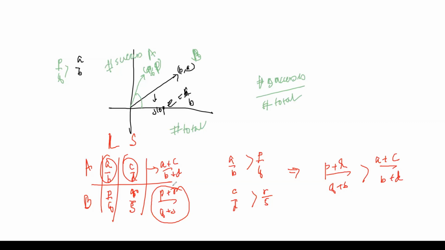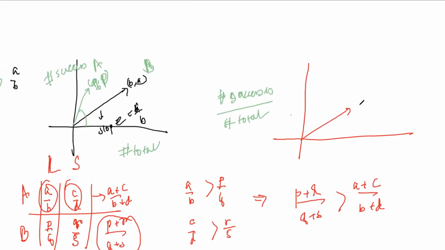How will we represent these numbers? We represent them by these vectors, the slopes of the vectors. Now the question is: how can we represent P plus R by Q plus S in this vector format? Let's try to understand it. So P plus R: this is Q comma P, with slope P by Q, and this is S comma R with slope R by S.